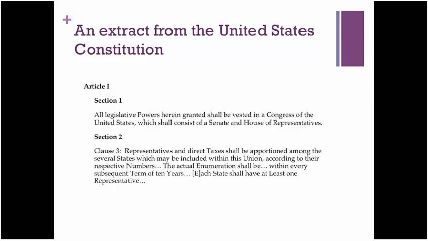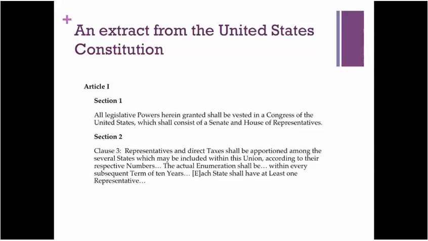Let's look at Section 2 of Article 1 of the Constitution, and clause number 3 says the following. Representatives and direct taxes shall be apportioned among the several states which may be included within this union according to their respective numbers. The actual enumeration shall be within every subsequent term of 10 years, and each state shall have at least one representative. All right, we can forget about direct taxes. We're not concerned with that at the moment.